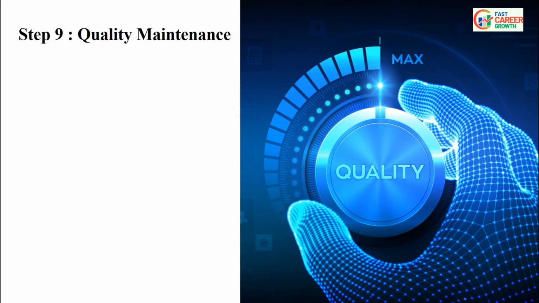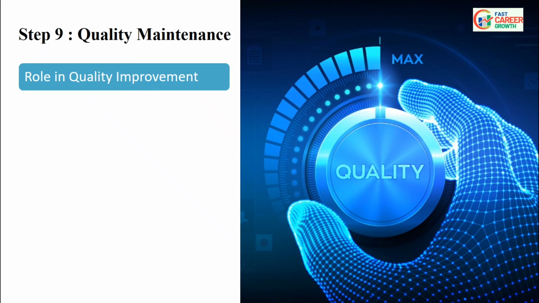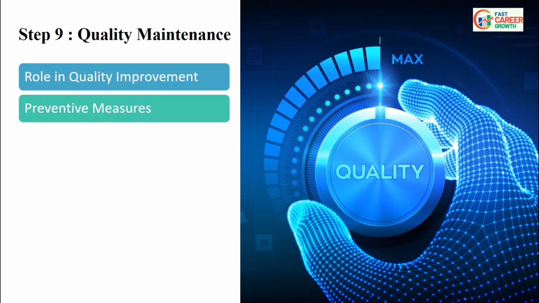Statistical process control (SPC) techniques are used to monitor and control product and process quality. Role in quality improvement. Explain that quality maintenance plays a pivotal role in achieving high product quality, reducing defects, and ensuring consistent performance. Preventive measures. Discuss the preventive measures that are integral to quality maintenance, such as regular inspection, calibration, and adjustments to maintain equipment in optimal condition.